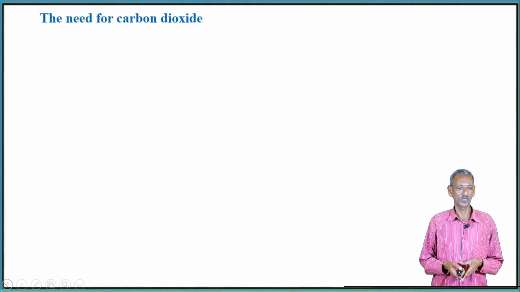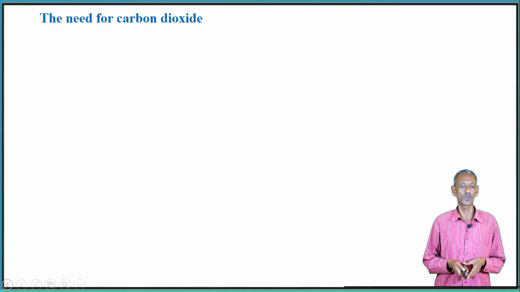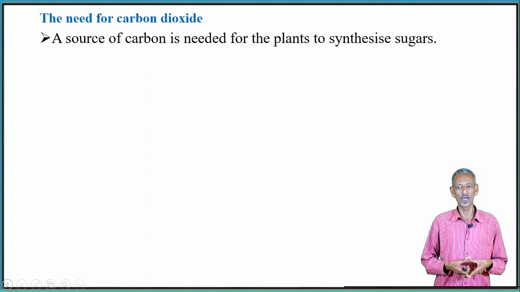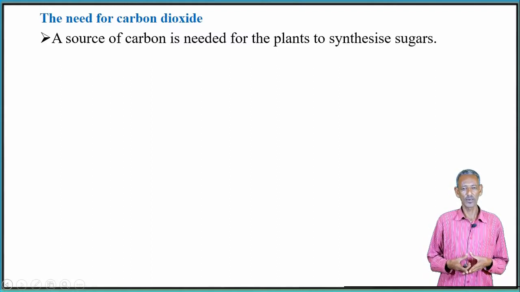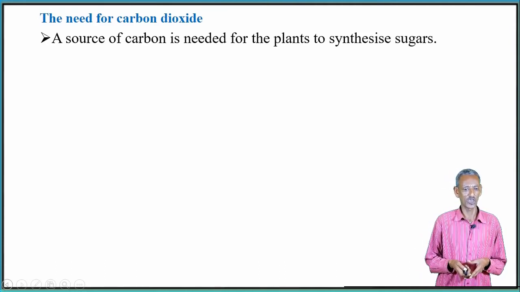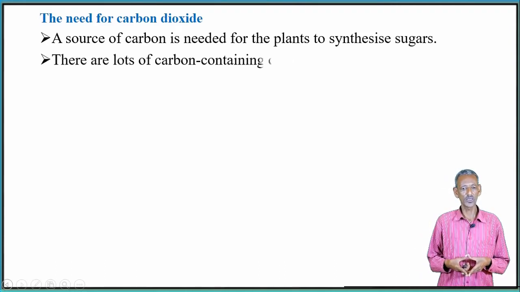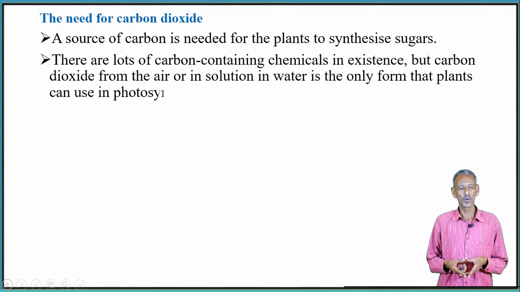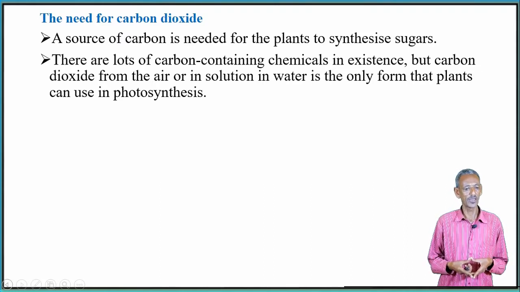The need for carbon dioxide. A source of carbon dioxide is needed for the plant to synthesize sugars. There are lots of carbon-containing chemicals in existence, but carbon dioxide from the air or in solution in water is the only form that plants can use in photosynthesis.